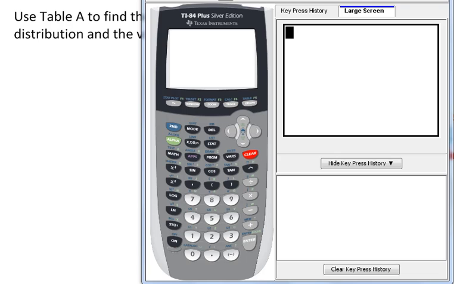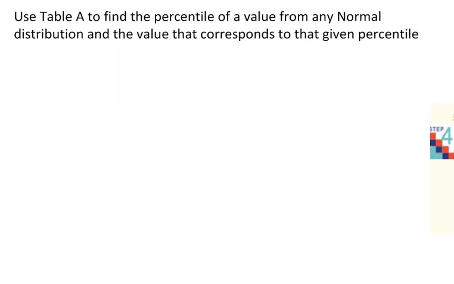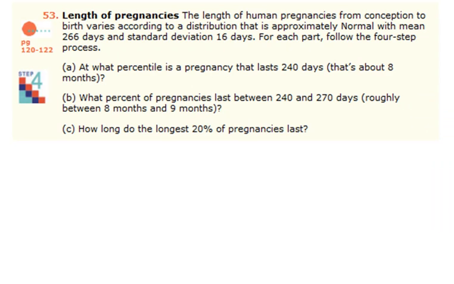Friends, our fourth podcast to go over the concepts in section 2.2 of the AP Stats book. This was your fourth goal for the section, how to use Table A to find the percentile. So this is really using that table backwards. So let's go back to part C of this question. They want to know how long the longest 20% of pregnancies are.